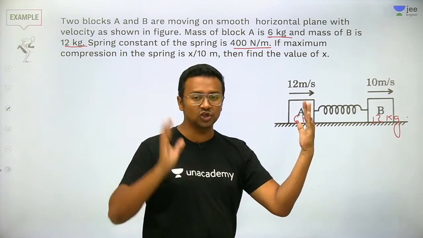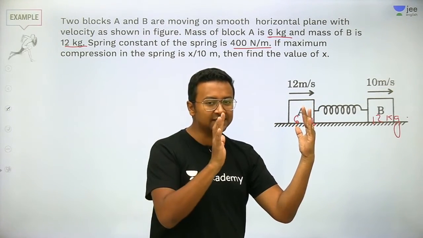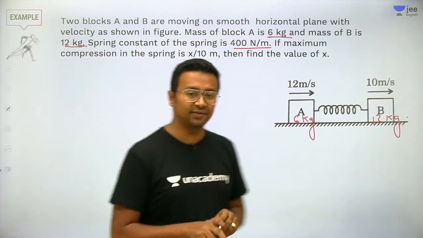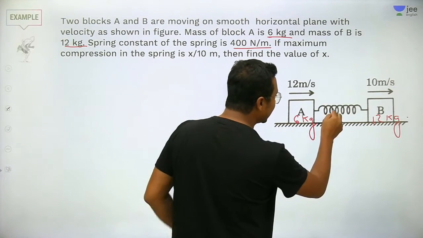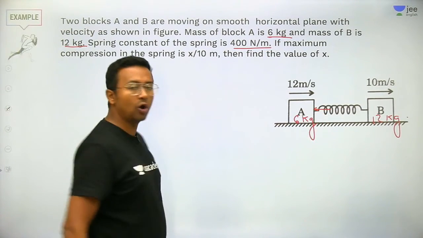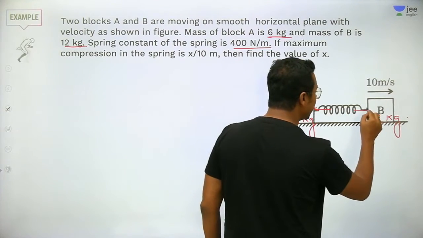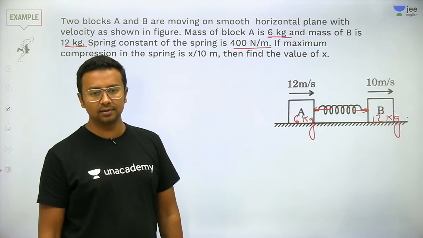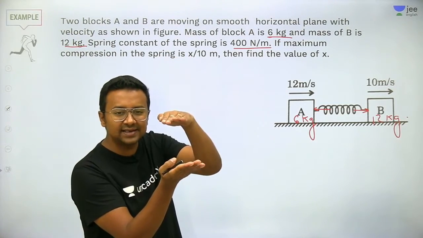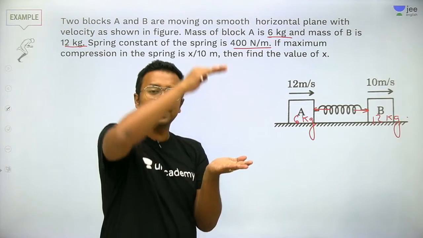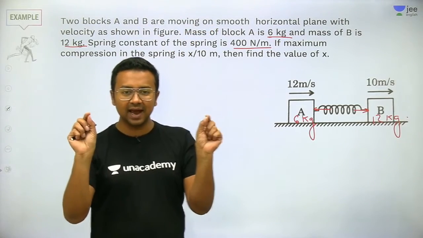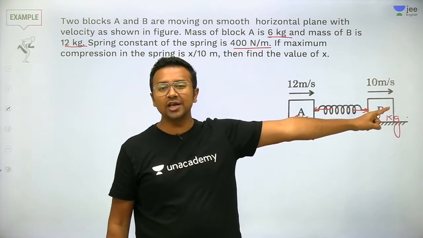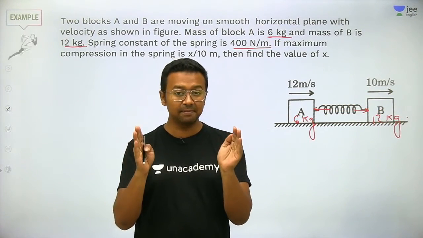Now what is going to happen? This is having a lesser velocity, this is having a greater velocity, it is compressing, because of which now spring force is going to become active. Now spring force will act in this direction on block A and in this direction on block B. So what is going to happen to the velocity of A? Velocity of A will go on decreasing and velocity of B will go on increasing, and there will be a time when velocity of A and velocity of B will become the same.